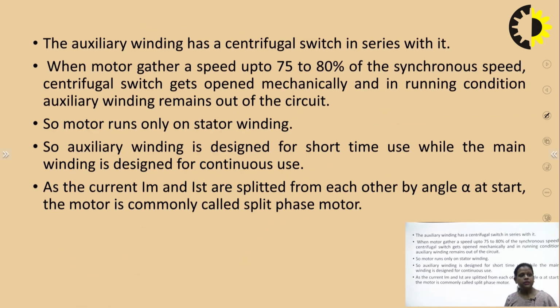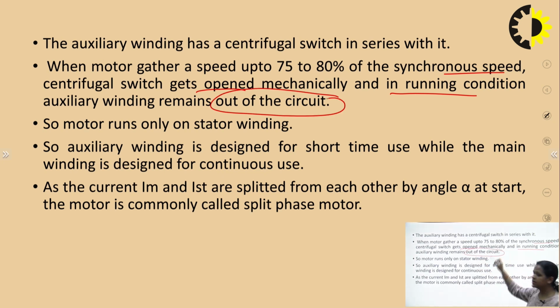Now, the auxiliary winding has a centrifugal switch in series with it, as you have seen in the circuit diagram. When the motor gathers a speed of up to 75 to 80% of the synchronous speed, the centrifugal switch gets opened mechanically, and in running condition the auxiliary winding remains out of the circuit, right. So, the auxiliary winding is only to start the motor. When the motor achieves this much speed, it automatically gets disconnected from the circuit. So, the motor runs only on the stator winding.